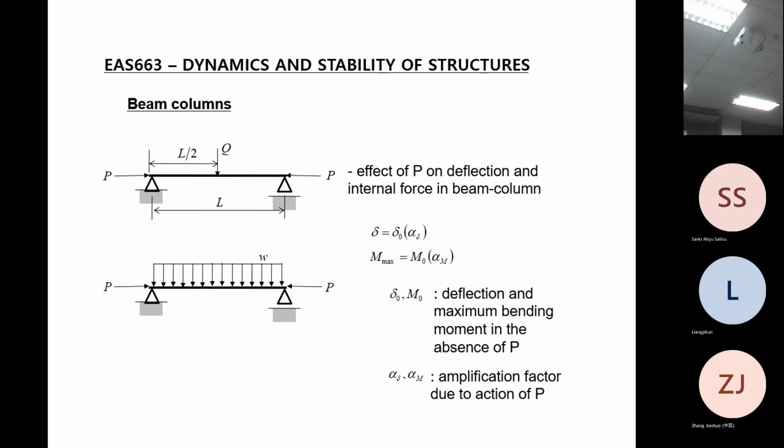Then when there is axial force, you have this alpha here. For the deflection, I call it alpha subscript delta. For the moment, I call it alpha subscript M. This alpha is what we call the amplification factor. It is called that because when you have axial load acting on a beam subjected to lateral load, the deflection will be increased, amplified. In the same way, the bending moment will also be amplified through this factor.